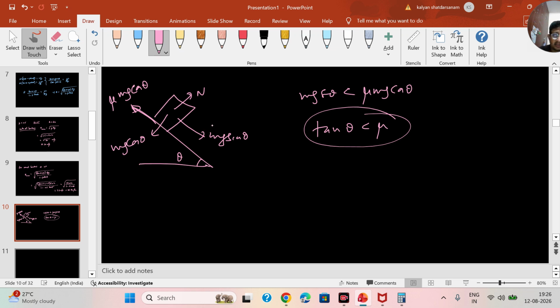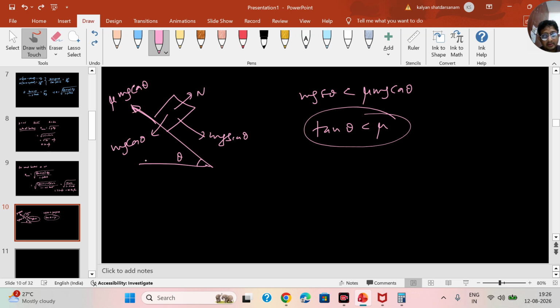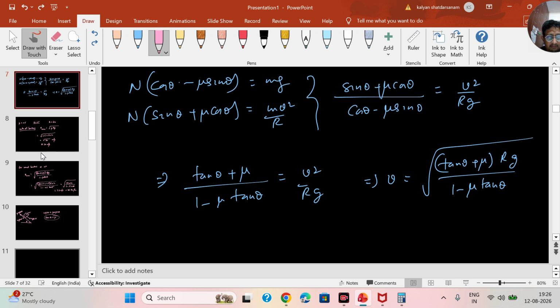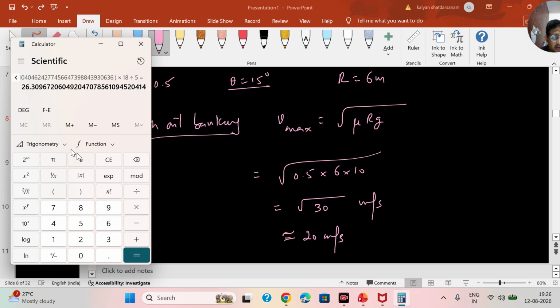See, I am assuming that this force mg sin theta is less than the limiting friction. Okay, so tan theta should be less than mu. If you bank it like that, it's fine. For example, in our previous case, we banked it at 15 degrees. Tan 15, was it less than mu? We got tan 15 as some 0.26 or something, right?